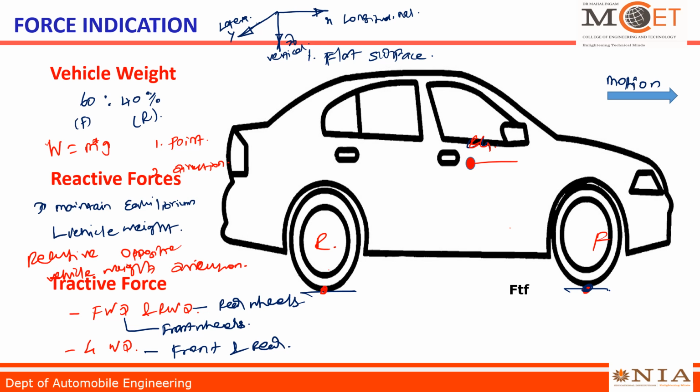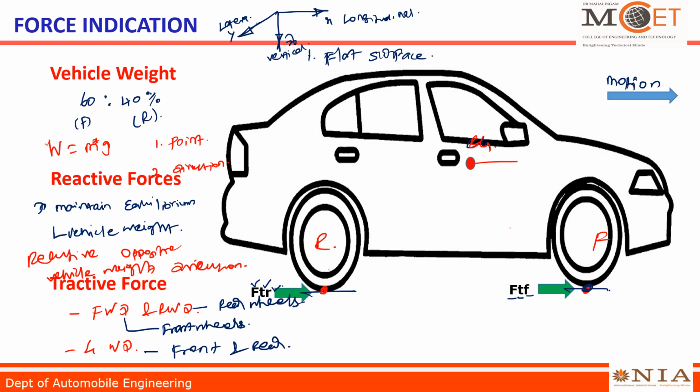I mark here tractive force at front wheels. If tractive force acts at rear wheels, it means tractive force at rear wheels will be in the vehicle movement direction. In whichever direction tractive force acts, the vehicle will move in the same direction.